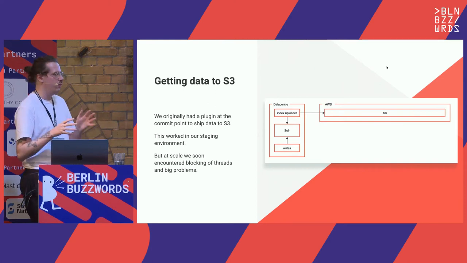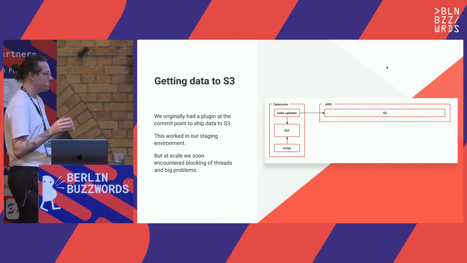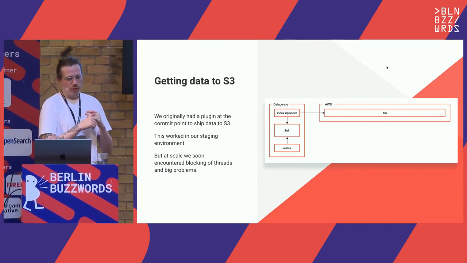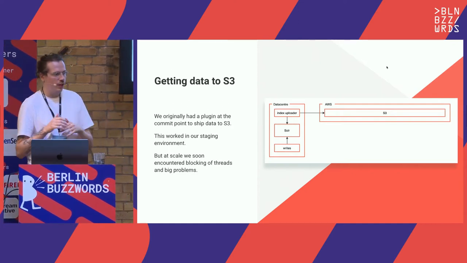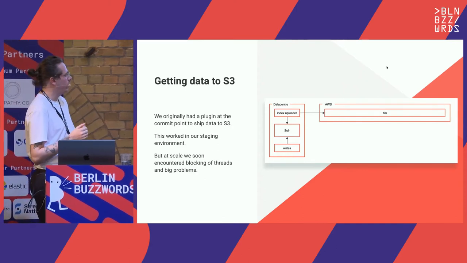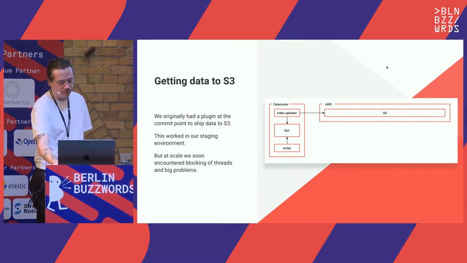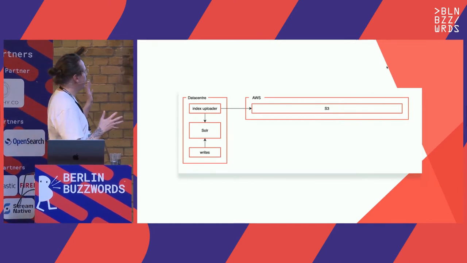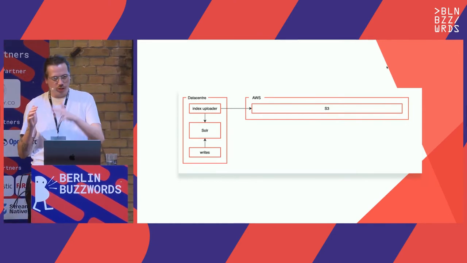We only commit every couple of minutes, whereas mentions are a lot quicker. So what we've done instead is we take a snapshot periodically, and then we upload that data to S3. And that's worked for us so far. So this is what we have so far, which is the write cluster, and we've got data going into S3.